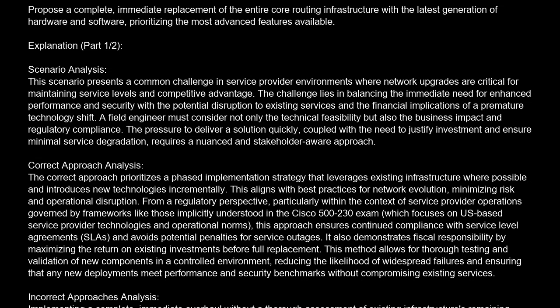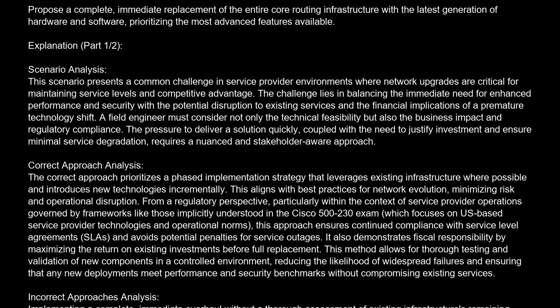Correct answer is C. Propose a complete, immediate replacement of the entire core routing infrastructure with the latest generation of hardware and software, prioritizing the most advanced features available. Explanation. Scenario analysis. This scenario presents a common challenge in service provider environments where network upgrades are critical for maintaining service levels and competitive advantage. The challenge lies in balancing the immediate need for enhanced performance and security with the potential disruption to existing services and the financial implications of a premature technology shift.